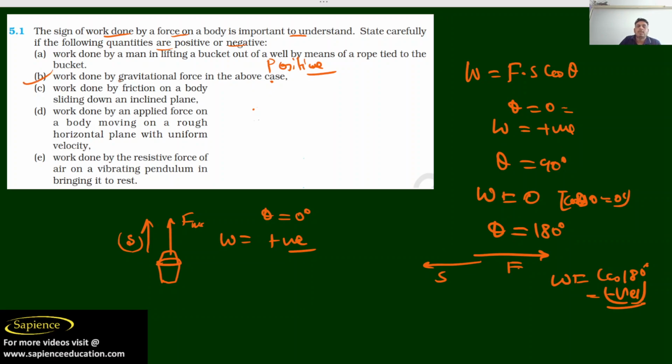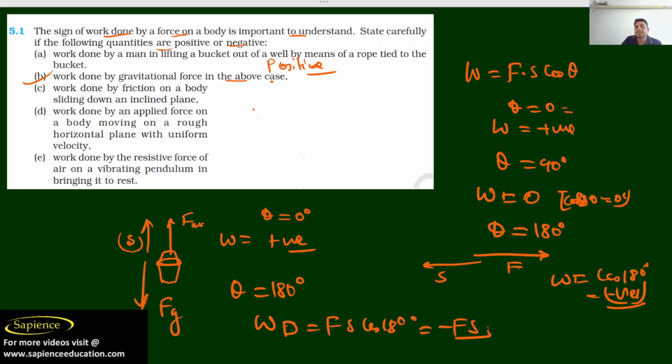Now case number 2, work done by the gravitational force in the above case. As we know, in the above case, displacement is upward, but force due to gravity is downward. So theta is equal to 180 degree. So work done will be Fs cos 180 degree, which means this will be minus Fs. So the work done by the gravitational force is negative. Okay, so I hope you have understood.